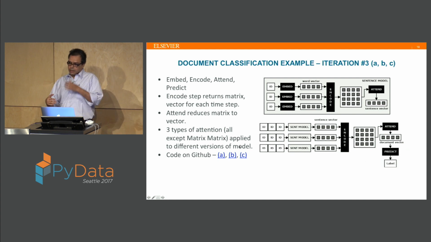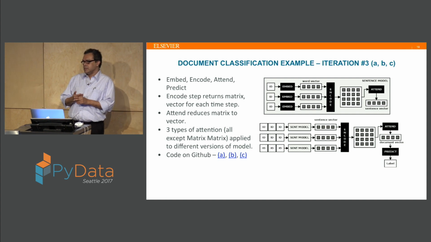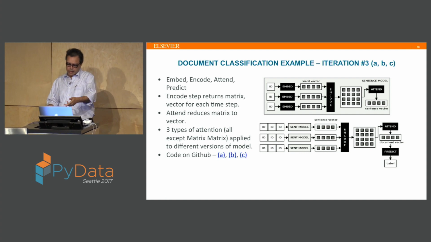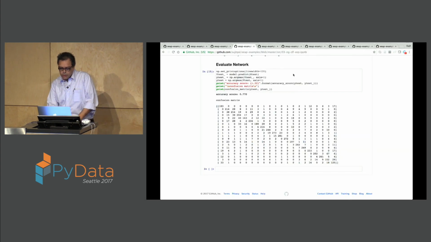And since I had built 3 different kinds of attention that use matrices as the input, I tried running it through all 3. The best result that I got was through the first one, about 82%.